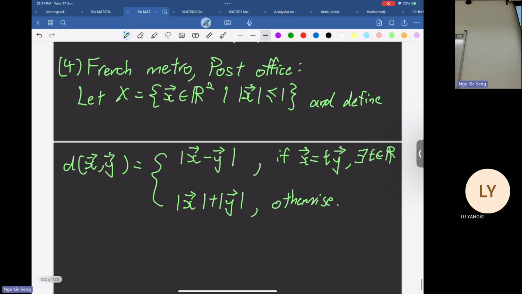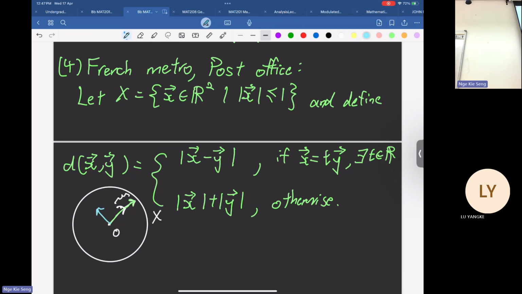To think about what this is doing, you should think about what my set is first. My set is a sphere containing the origin. So if it is on the same line, say something like this, I just take their difference. But if it is not on the same line, what do I do? I add up the length of the vectors. So what am I doing here? How to relate to the post office?